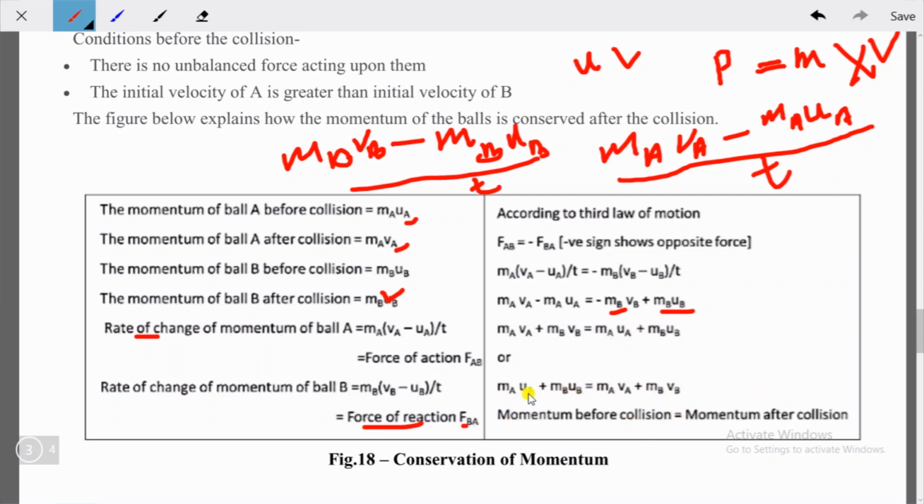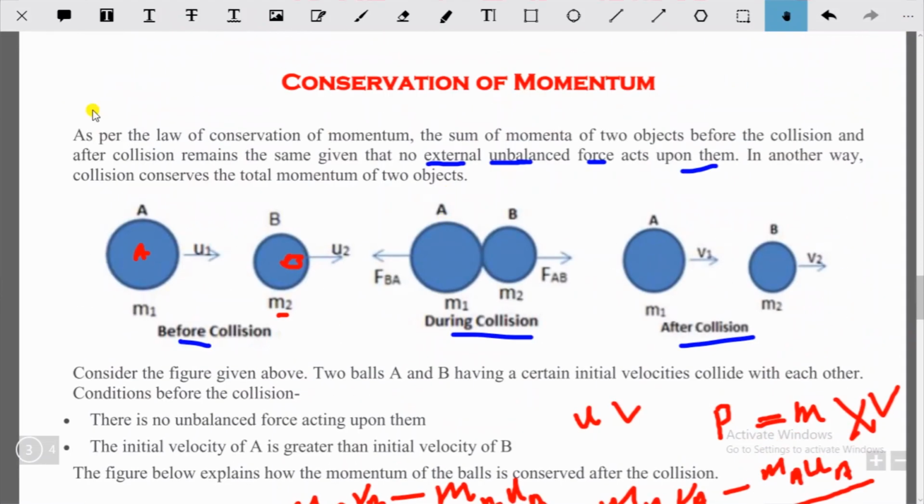So this is what? This is the addition of the momentum of both the balls before collision, and this is the total momentum of both the balls after collision. So momentum before collision is equal to momentum after collision. Hence we can say the statement: the sum of momenta of two objects before the collision and after collision remains the same, given that no external unbalanced force acts. So it is considered here that no external unbalanced force is acting upon it. So our statement is proved, we can say.